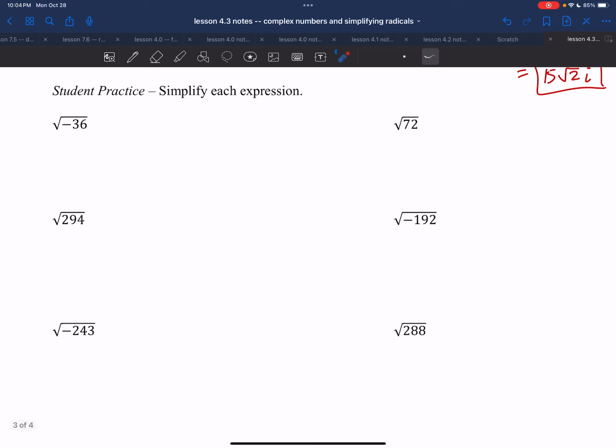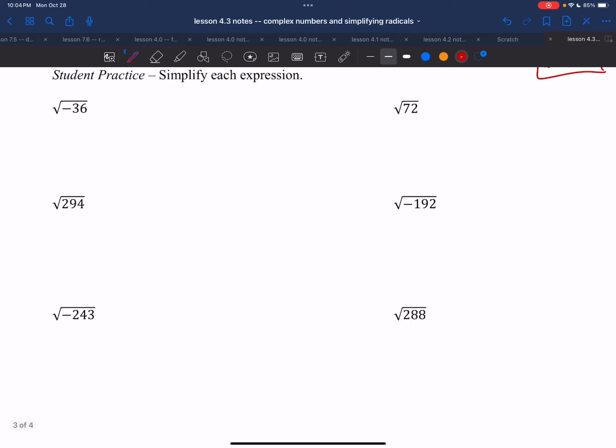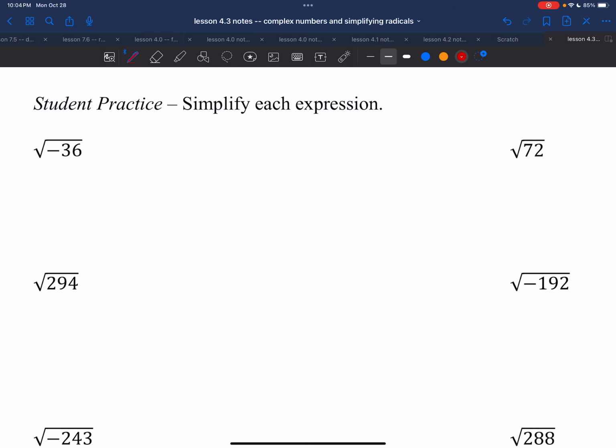I might recommend, if this is your first time watching the video and you're not just reviewing from class, pause the video and try these. See if you can really get them. I will go over them very quickly, without too much explanation here, because I think that was already enough explanation. Hopefully. Okay, so here are the answers.